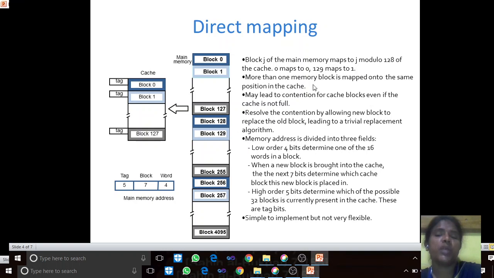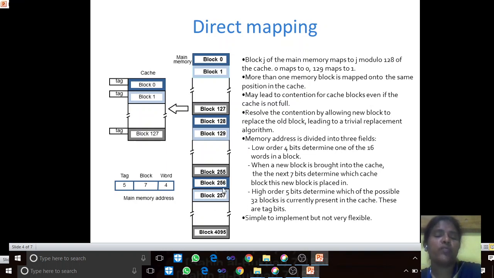Now let us take J as block 128 of main memory. 128 modulo 128 will be 0. The modulo function gives the result as the remainder. So 128 divided by 128, the remainder is 0. So block 128 will be mapped to block 0. That means the cache can store more than one memory block at the same position in the cache. Next, 129 modulo 128, you will get remainder 1. That means block 129 will be mapped to block 1, and so on.